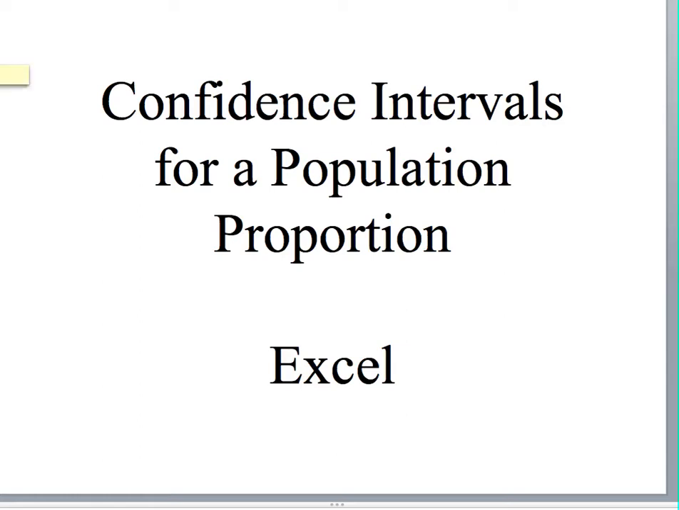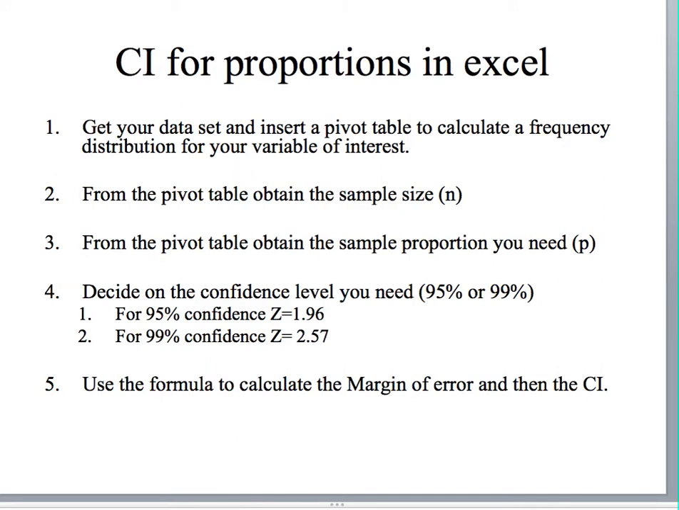Hi, so we've learned what confidence intervals are for, how to calculate them, and now we're going to learn how to calculate a confidence interval for a proportion in Excel. Usually we're going to start with a pivot table when it comes to a proportion, right? So a proportion also comes from a relative frequency table.